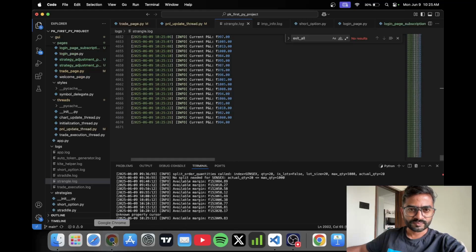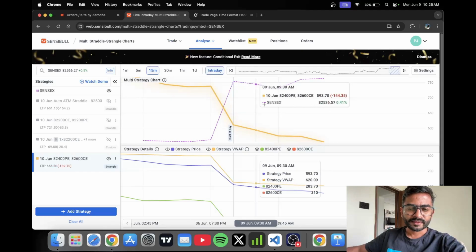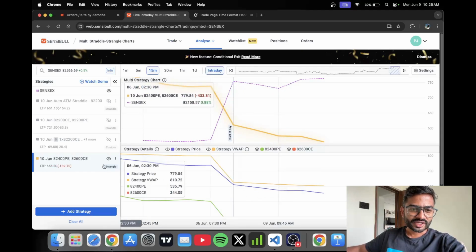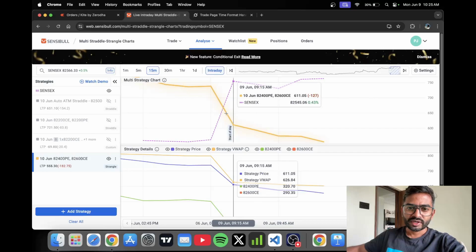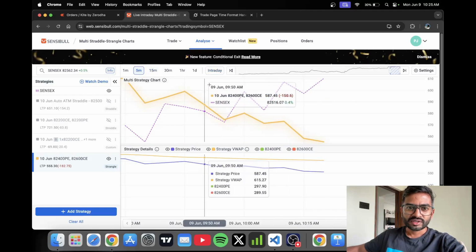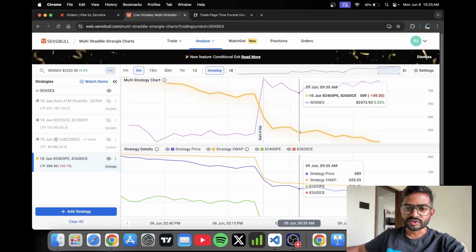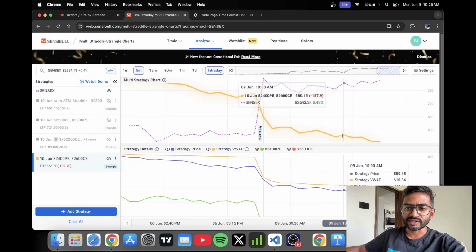So here I am checking my strangle. For the strangle I have enabled, and what is my strangle? That is 80 to 600 CE and 80 to 400 PE. So for this I am monitoring, and this is the start of the day, intraday, and 15 minutes I'm checking, or I can make it 5 minutes as well. So since the start of the day, this strangle is going down, the cumulative premium of this strangle, right?